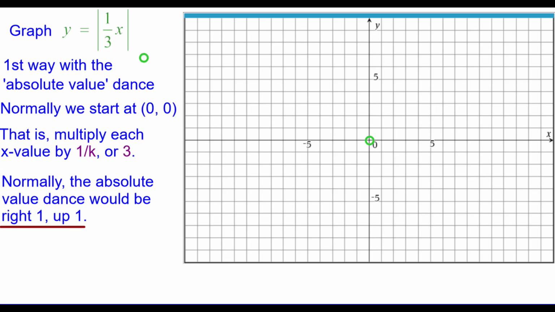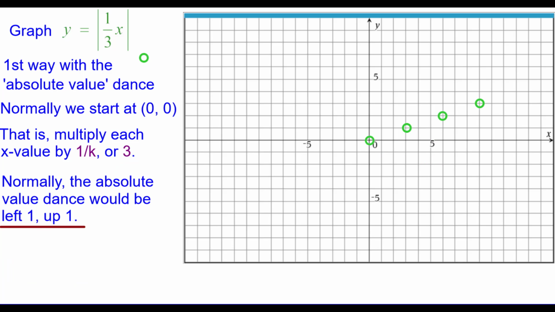Normally the absolute value dance would be right 1, up 1. But for this one, we're going to multiply each x value by 3, so it's going to be right 3, up 1. And so we'll plot that here. Next, it would be right 2, up 2 normally, but we're going to go right 6, up 2, again, tripling that x-coordinate 2. Right 6, up 2. And right 3, up 3 becomes right 9, up 3.